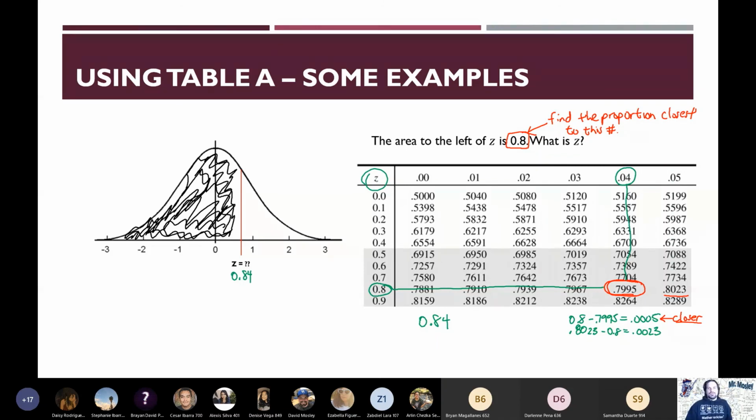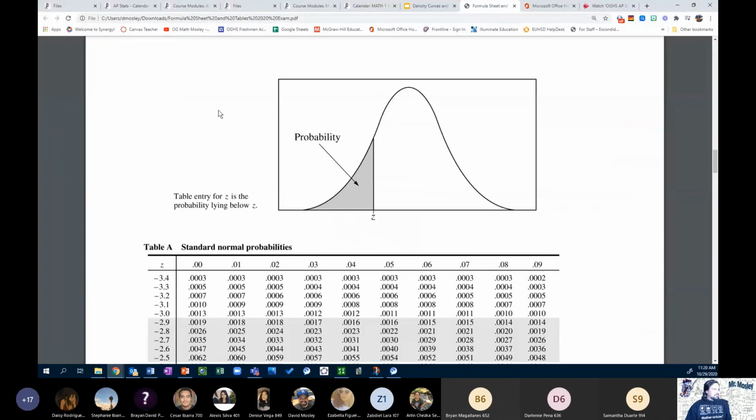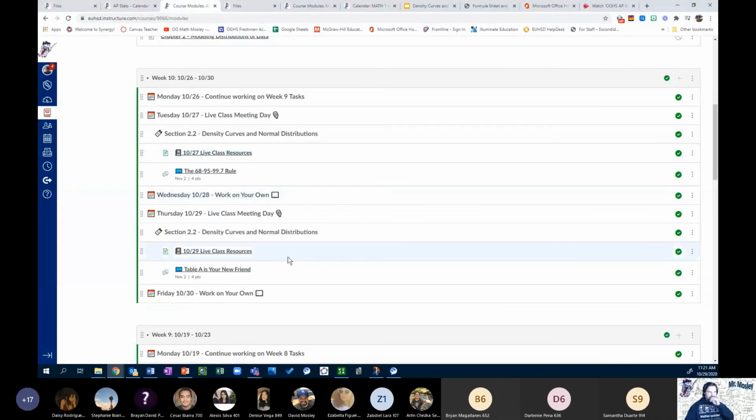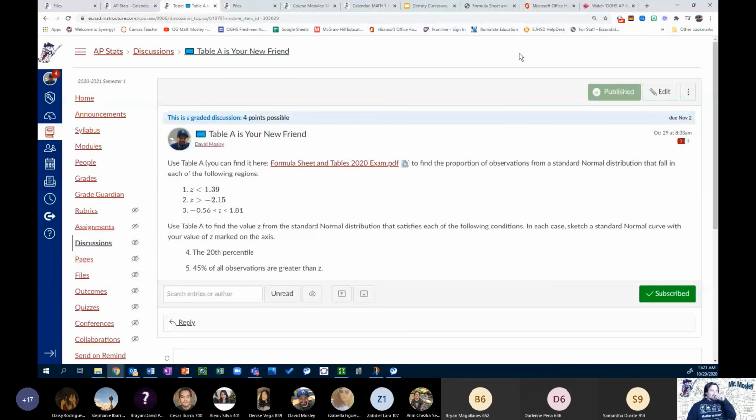Okay, so then let's go back here. If we look at our discussion board for today, there already are some answers. All right, so you're going to be using table A, which I have linked right here. You can click on here to download the formula sheet and tables, or you can just open it up in the browser, and use the little magnifying glass guy, to find the proportion of observations from the standard normal distribution that fall in each of the following regions.